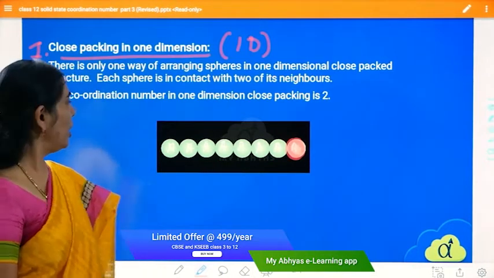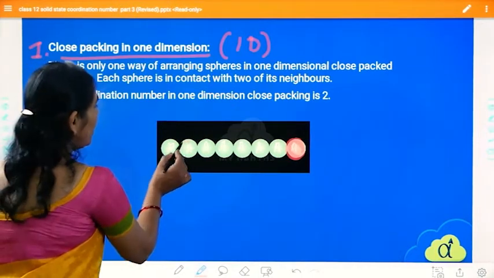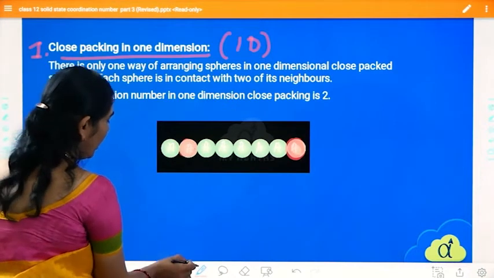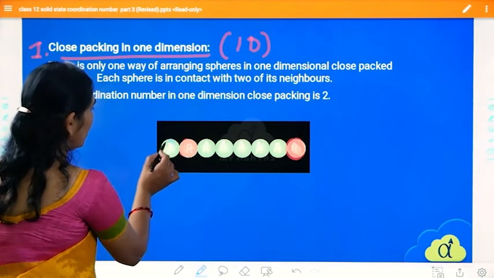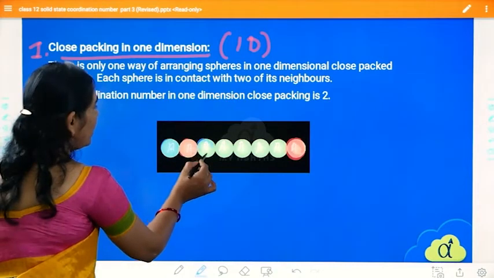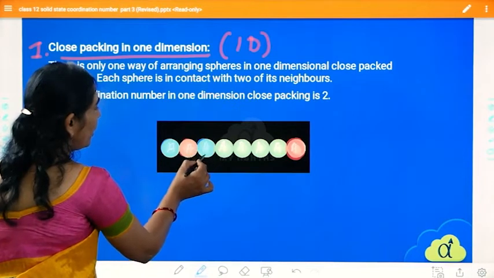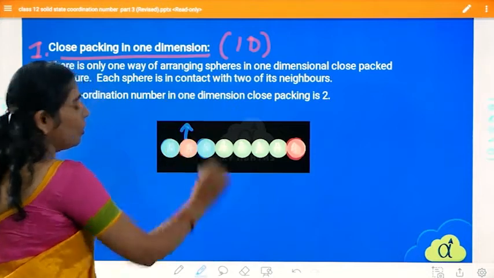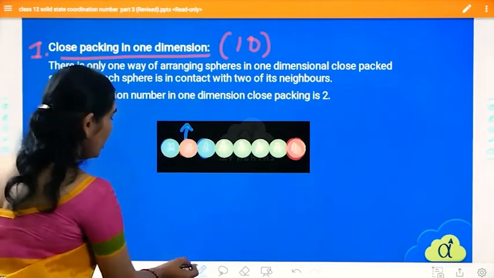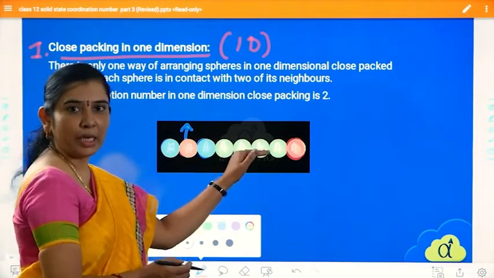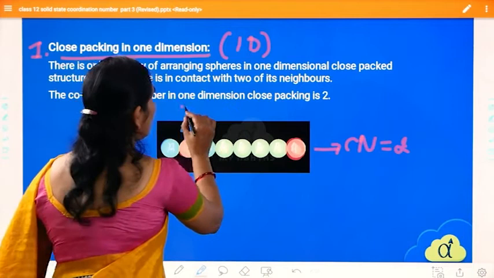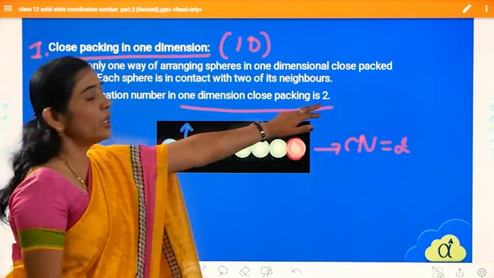I hope you are understanding. Now please look at this picture. If I consider this as a central sphere or central constituent particle, around it there is one neighboring constituent particle, and this is another nearest neighboring constituent particle. So this central constituent particle is in touch with the nearest two neighboring constituent particles. So for the one-dimensional packing arrangement, the coordination number is 2.